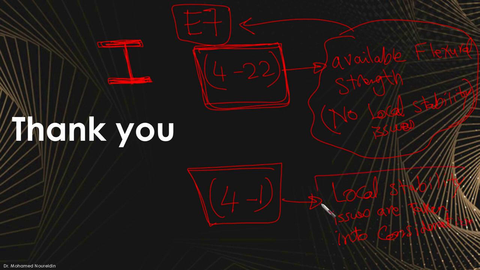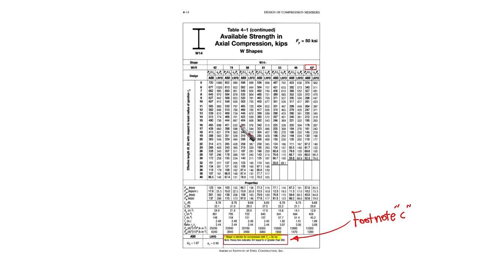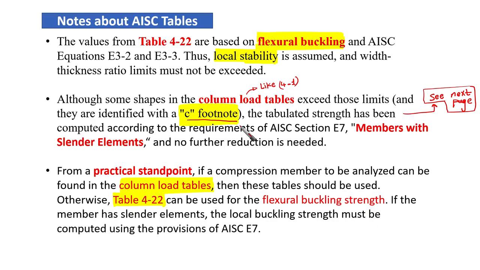Okay, how can we know this? You're going to find that C footnote at the bottom of the table, and the shape is going to be designated with C, for example. This means that it is reduced for slenderness or local stability issues. This is the major difference between the two. Please remember that very well.